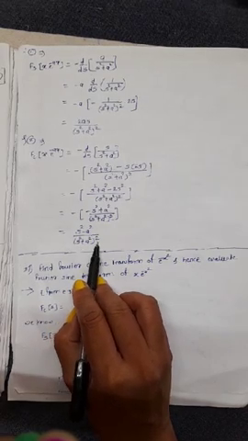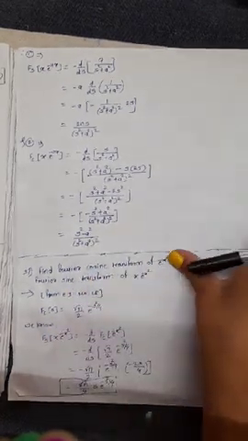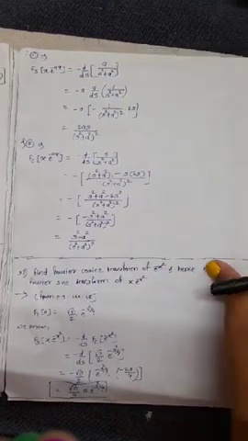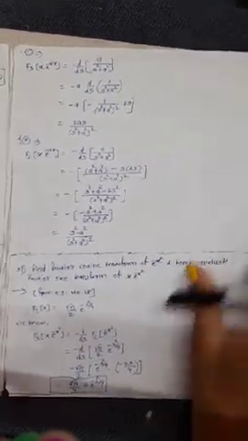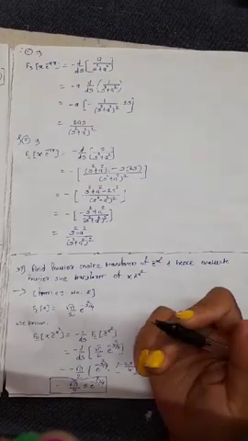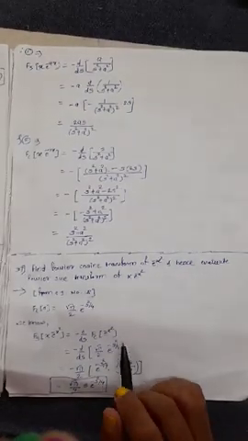Okay, this is the Fourier sine and cosine transform using the multiply by x rule. This is a property of the Fourier sine and cosine transform.